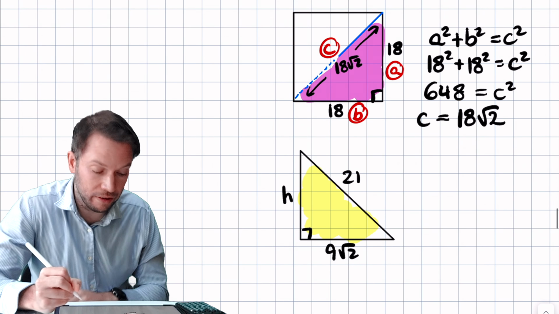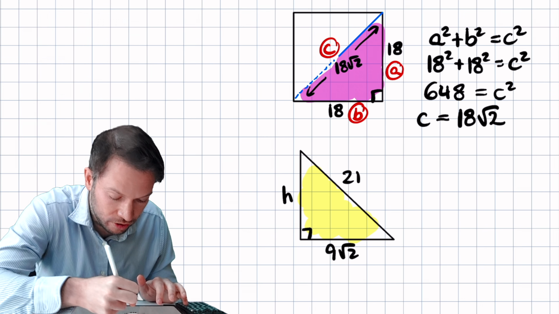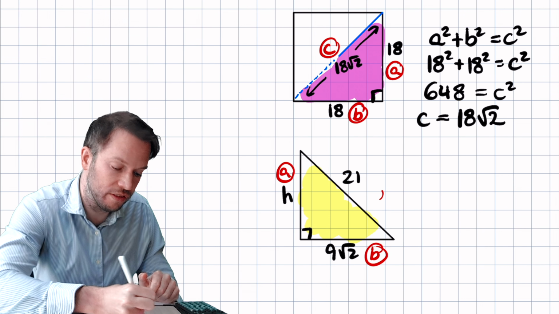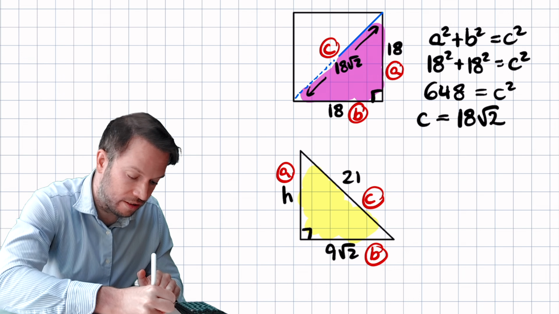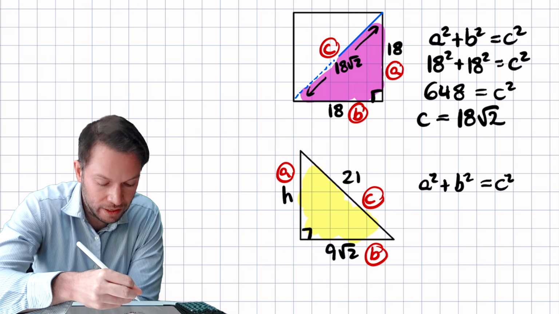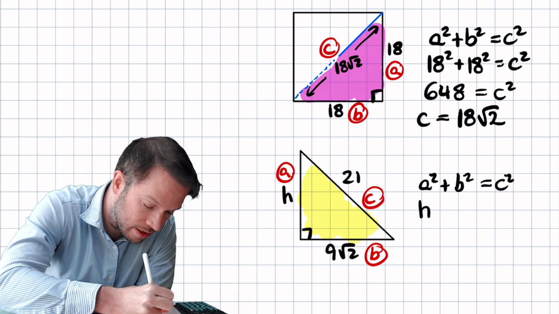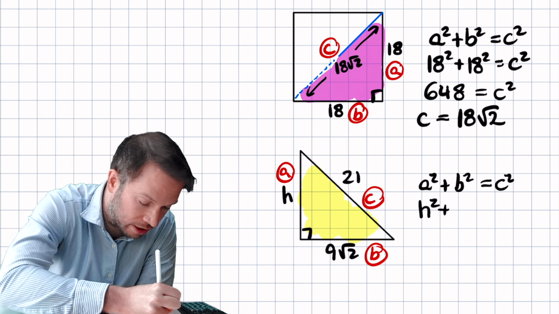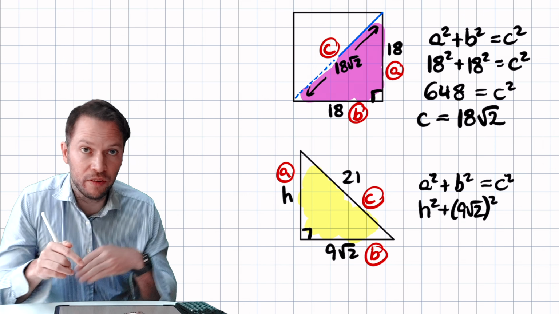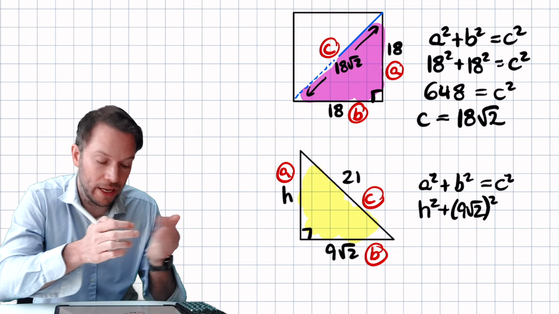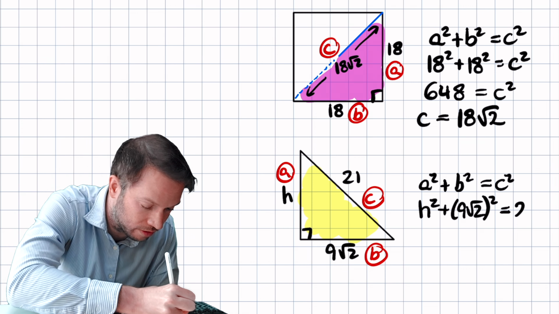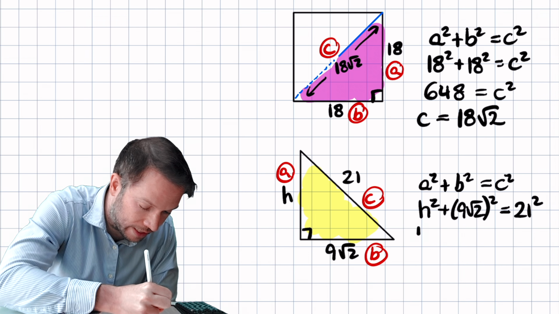So let's just use Pythagoras theorem again. Label the two shorter sides as A and B, either way around, and the hypotenuse as C. So we're going to use A squared plus B squared equals C squared again. Now A is h, so it's h squared. B is 9 root 2, so I'm going to do 9 root 2 all squared. Notice I've used brackets because I want all of the 9 root 2 squared. And then the C is 21, so it's 21 squared. Let's use our calculator to simplify.